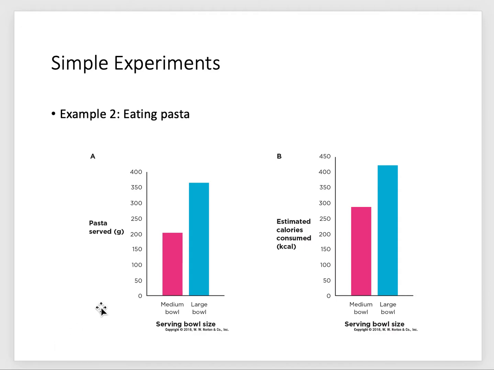In A, we can see a significant difference in how much we serve based on the size of the bowl the pasta is being served out of. And we can also see the significant difference between the two bars in how much we consume, how much we eat, based on the size of the serving bowl. Take a second again and think about what would be the measured variable and what would be the manipulated variable in this example.